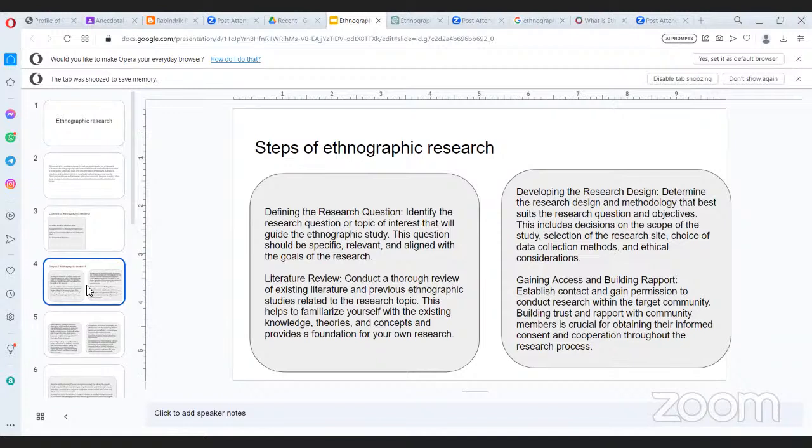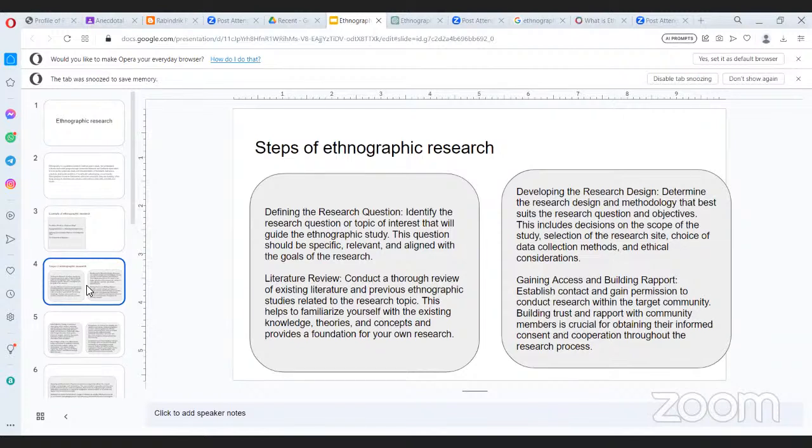Gaining access and building rapport. Establish contact and gain permission to conduct research within the target community. Building trust and rapport with community members is crucial for obtaining their informed consent and cooperation throughout the research process.